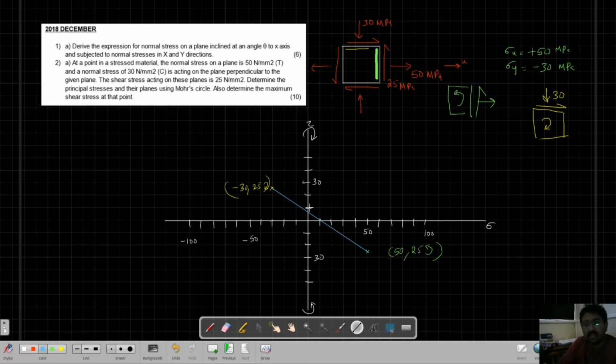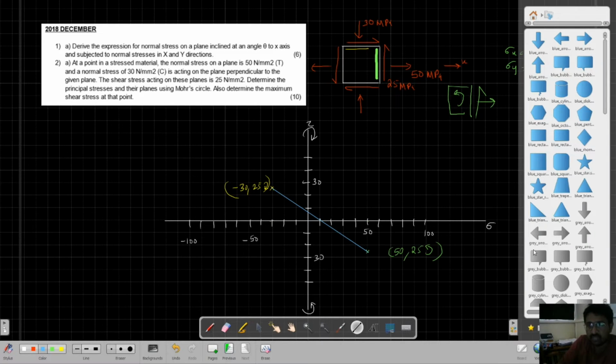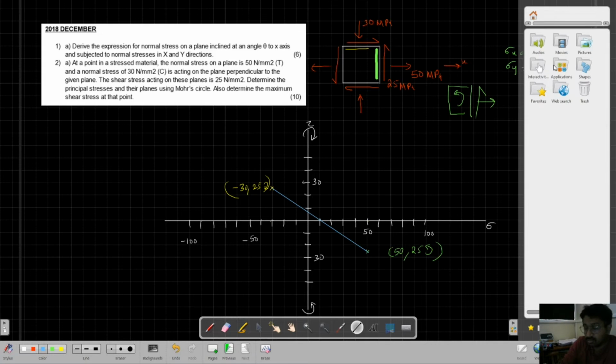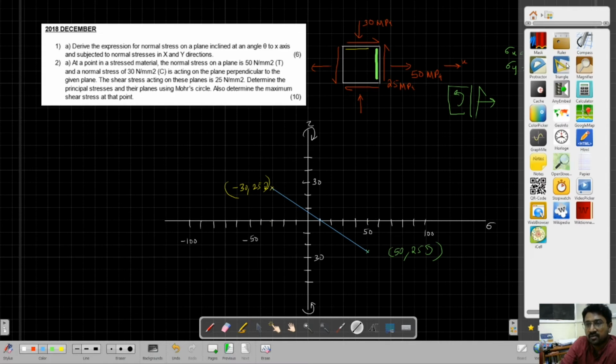Okay, so this is my diameter of the Mohr circle. Now what we'll do, we'll take a protractor and a compass and try to draw a circle. The center of the compass should be at the point where the Mohr circle is meeting the sigma axis. Then we have to rotate this a little bit, and adjust the radius. The radius should be from this point to this point. Now I will draw a circle.